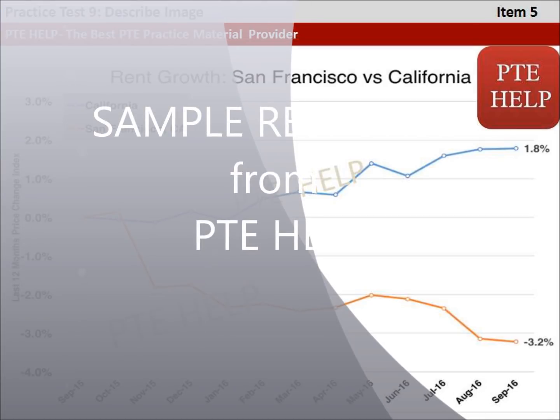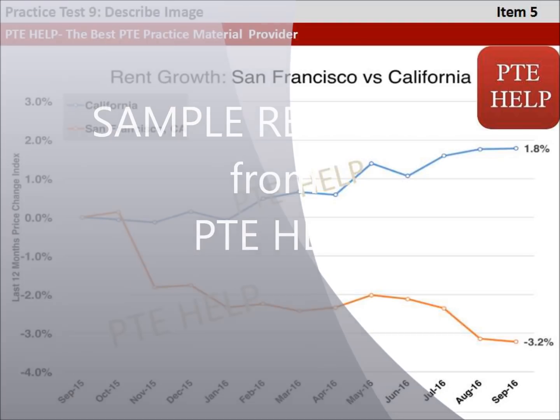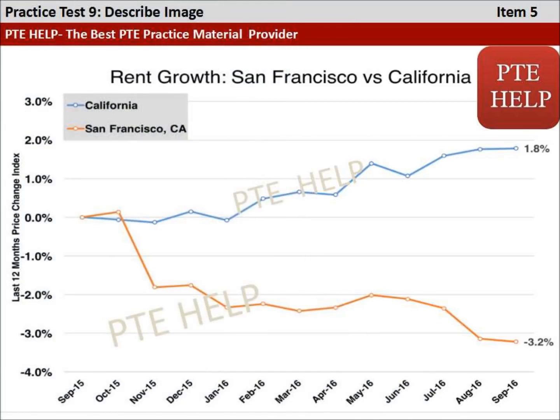PTE Help, Test 10, Describe Image, Sample Response. The line chart compares the rent growth in San Francisco and California, from September 2015 till September 2016. The price change index of San Francisco was slightly higher than of California in October 2015, but it dropped drastically in the approaching month.